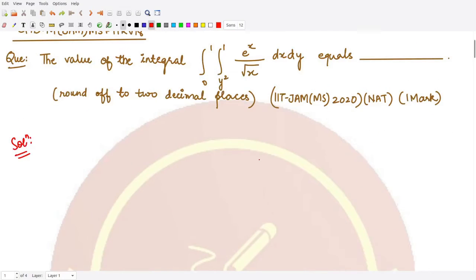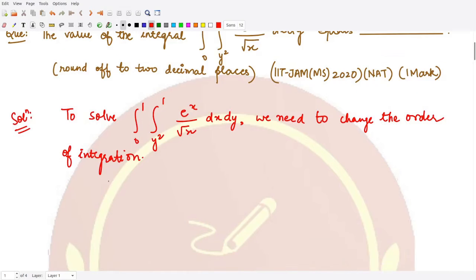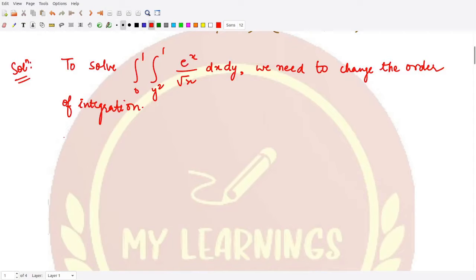In order to change the order of integration, to solve the given integral from 0 to 1, y square to 1, e to the power x by square root x dx dy, we need to change the order of integration, right? So how can we do that? For that, we have to draw the region. So we need to sketch or graph the region.